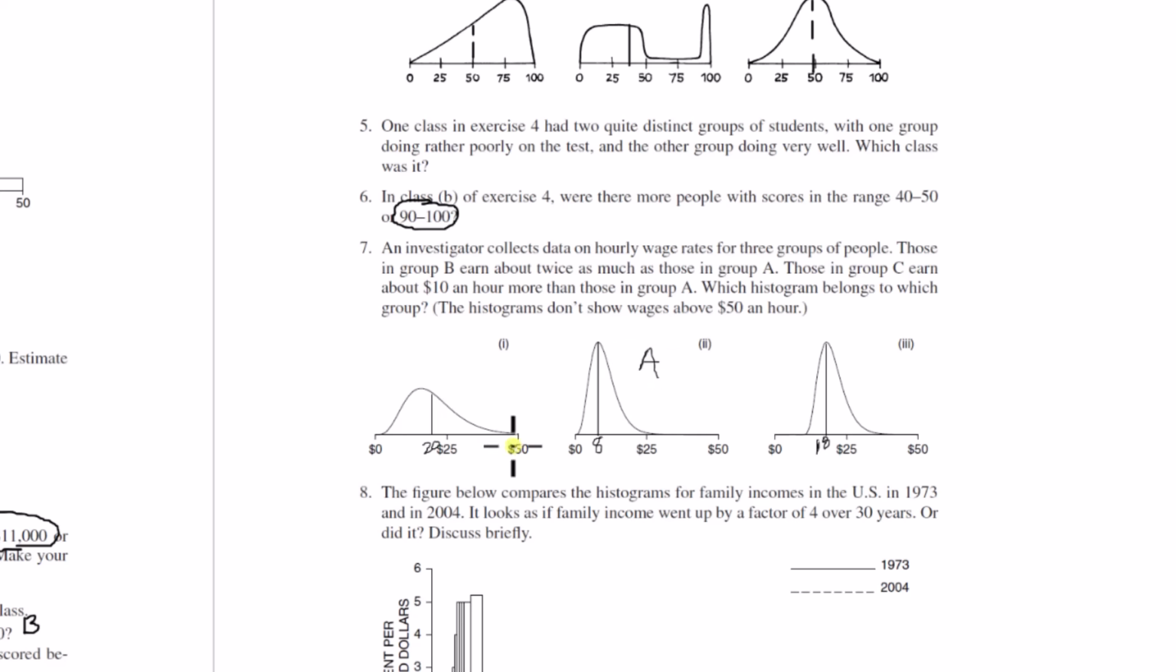Now, Group B, twice as much as those in Group A, so 8 times 2 is 16, or maybe we can say 9 times 2 is 18. So maybe this is B, but then Group C earns about $10 an hour more than those in Group A. So this is about $10. To me, it's hard to decide. I guess you'd put C here, and then this would be twice as much, so this would be 16, but if it was 9, it's too close to the same. So BAC. But you get the idea.